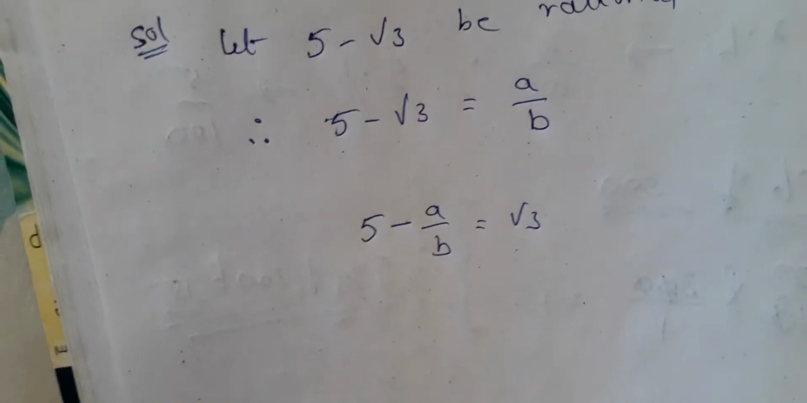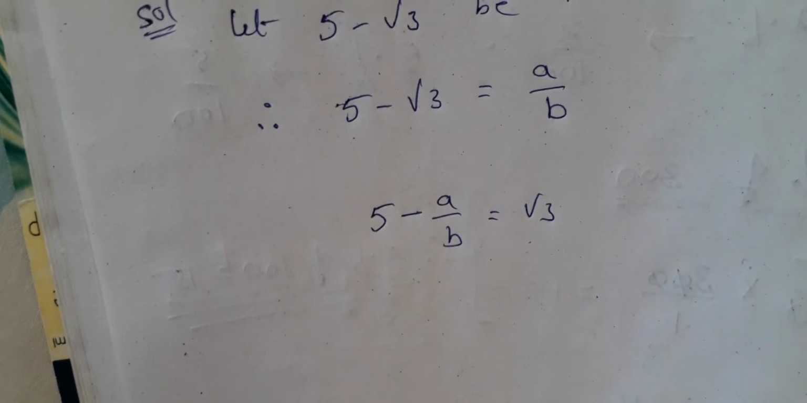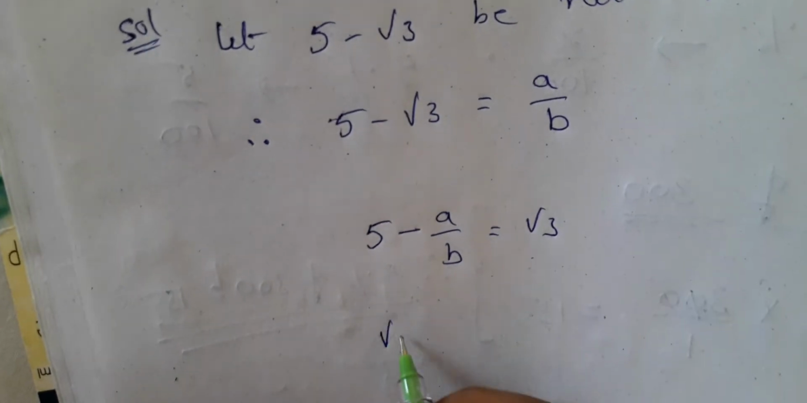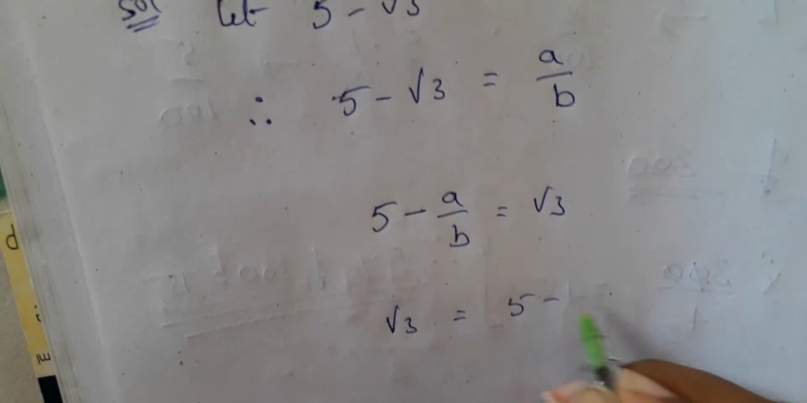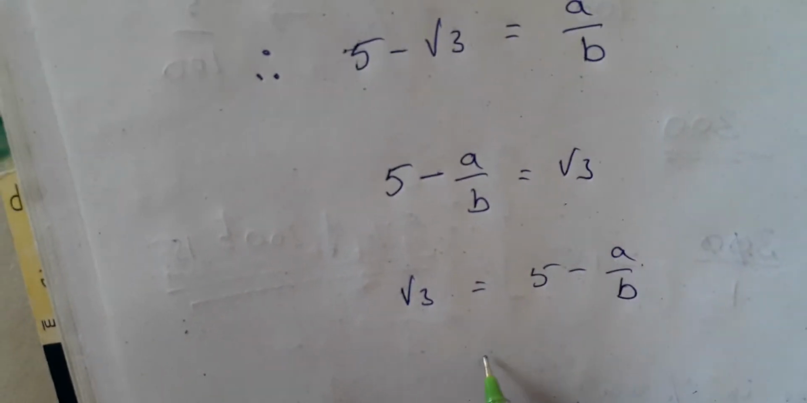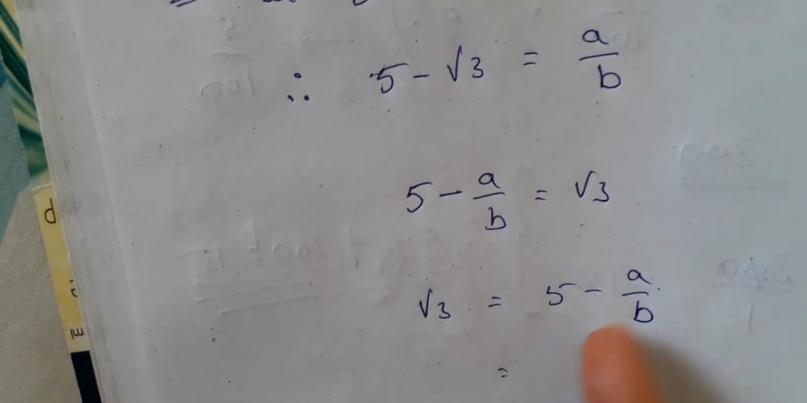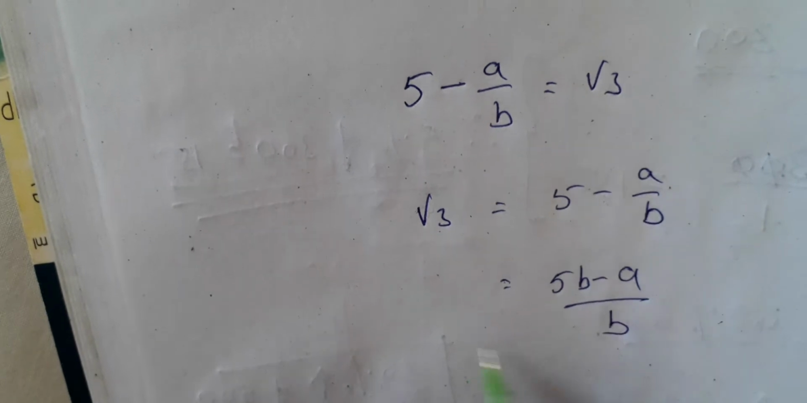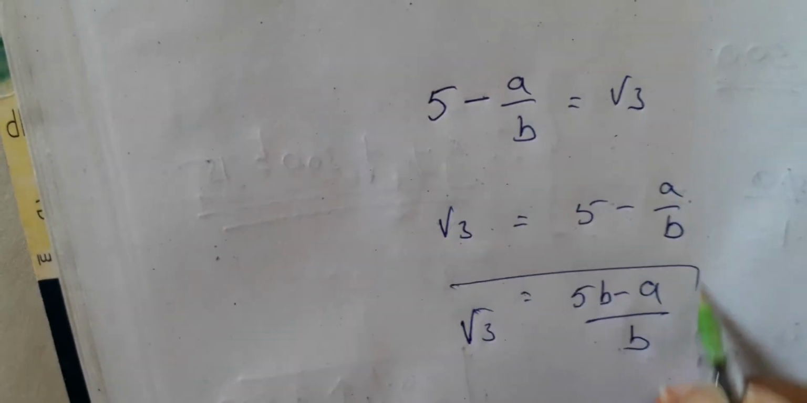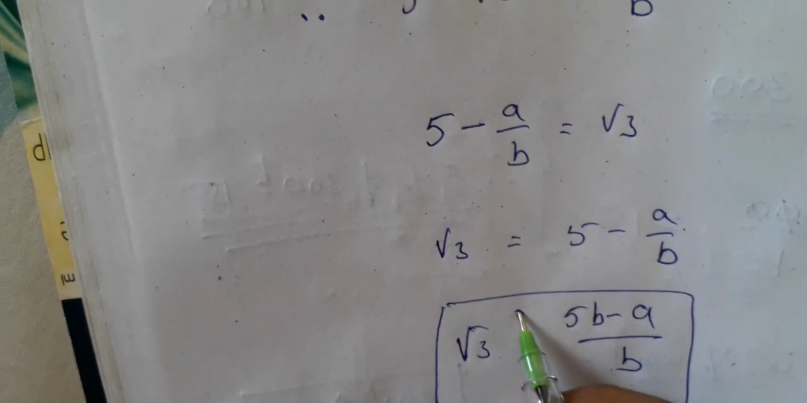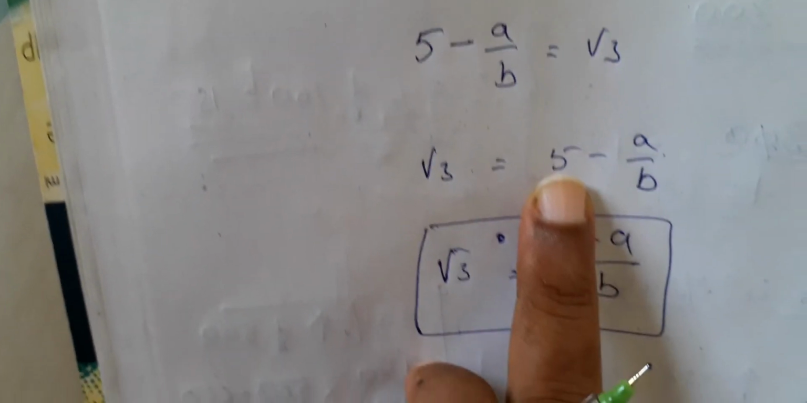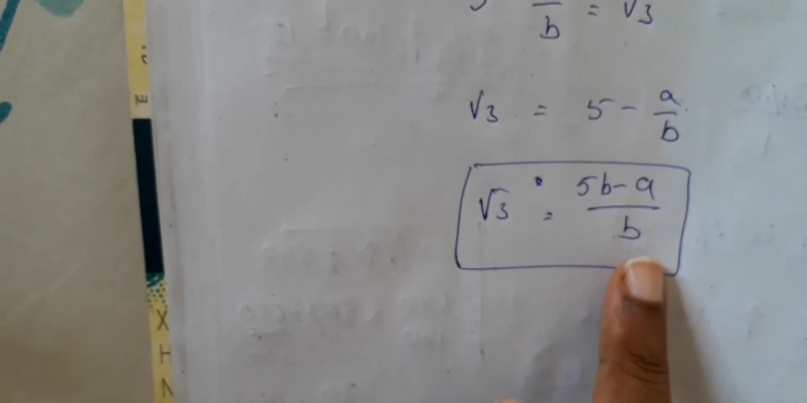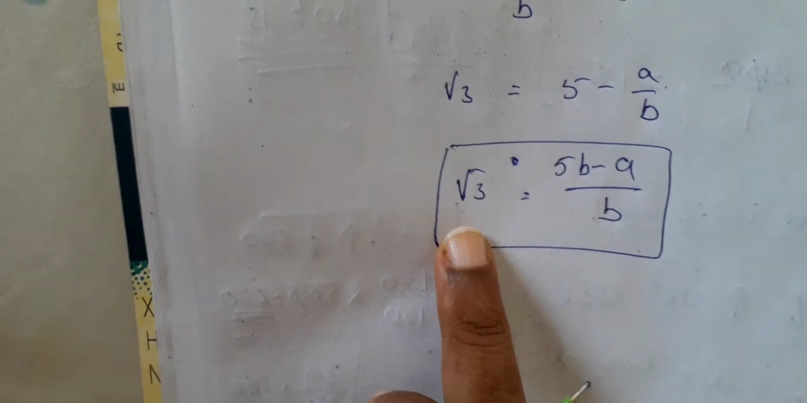Now on transposing a by b here, or for convenience, let me write it as root 3 is equal to 5 minus a by b. Not necessarily do you have to write this step. So now, taking the LCM here, 5b minus a by b is equal to root 3. What does it mean?